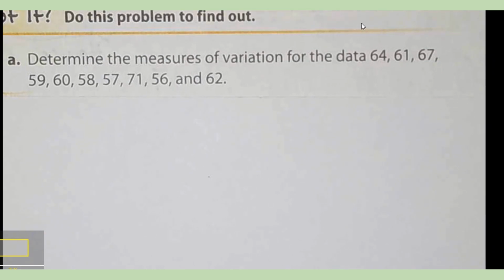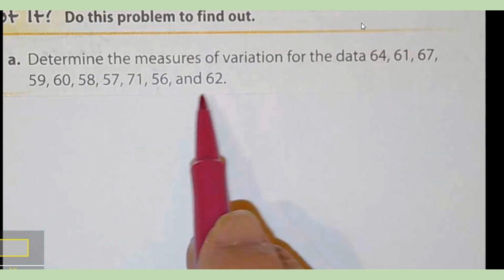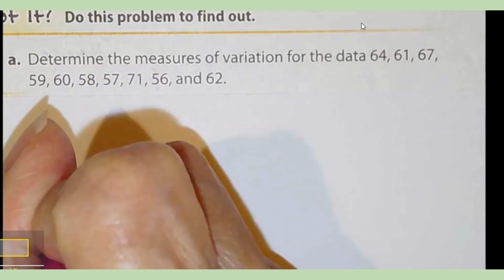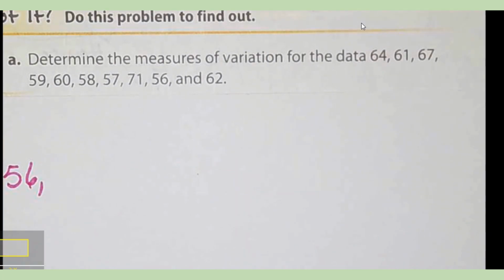I'm going to go ahead and I'm going to determine the measures of variation. And that's the measures of variation, students. They consist of the quartiles, first and third, and the range, and the interquartile range. But I'm going to do them one step at a time. So I have all my numbers here, and I'm going to put them in number order. Remember that. You put them in number order first. So what's my lowest number? It looks like it's 56. There you go, 56. What's my next number?